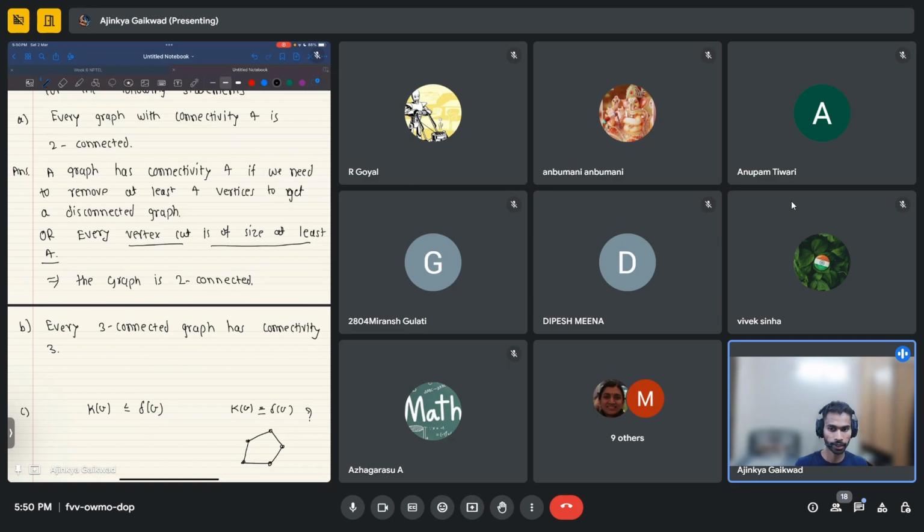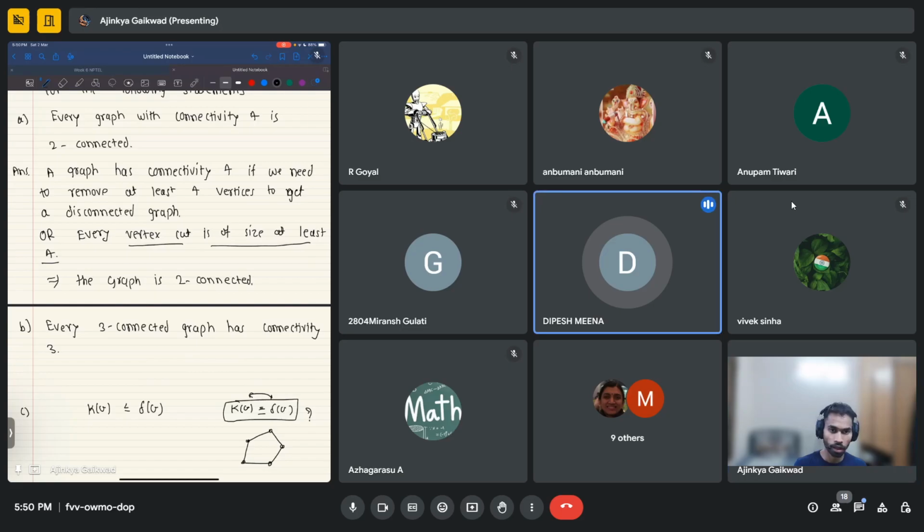Are you asking about characterization, like for what kind of graphs this is equal? Oh, I don't think there is any specific characterization. You just have to look at the graph G and decide what is k of G and delta of G. I don't think there is any characterization in terms of structure of a graph that you can immediately say these two numbers are equal. You need to look at vertex cuts and say the smallest vertex cut is of size delta G. In that case, these two will be equal.